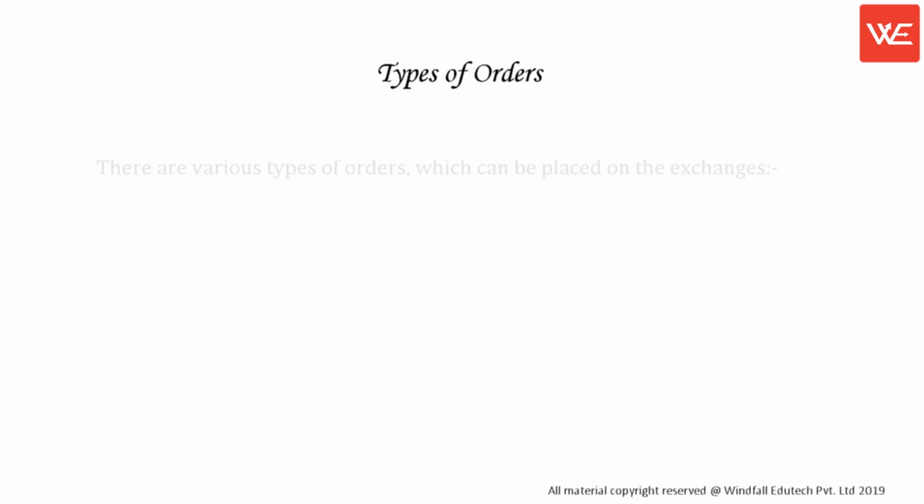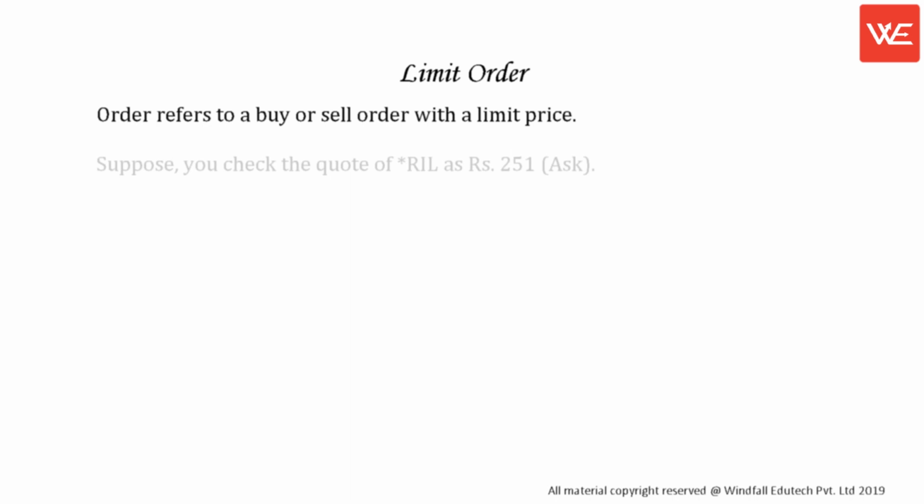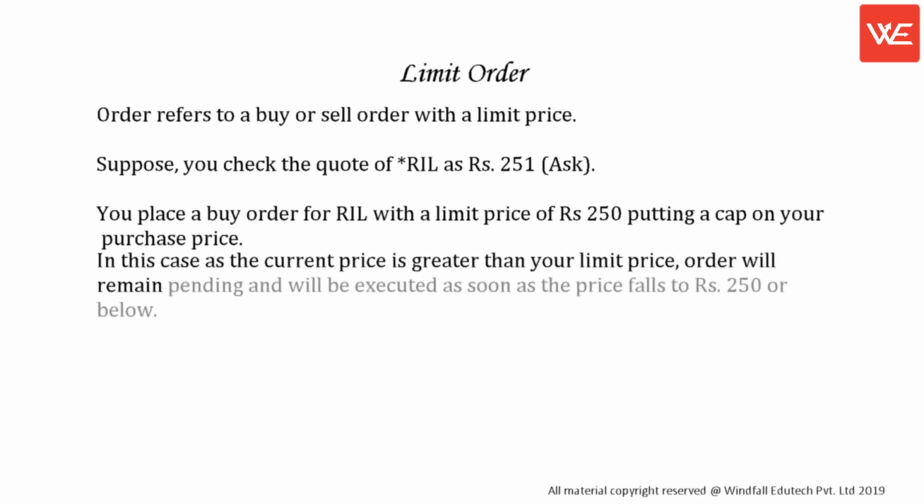Types of orders. There are various types of orders which can be placed on the exchanges: limit order, market order, stop-loss order. A limit order refers to a buy or sell order with a limit price. Suppose you check the quote of Reliance as 251 rupees, ask. You place a buy order for Reliance with a limit price of 250 rupees, putting a cap on your purchase price. In this case, as the current price is greater than your limit price, the order will remain pending and will be executed as soon as the price falls to 250 rupees or below.